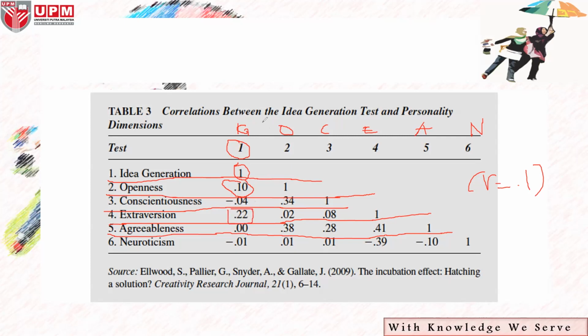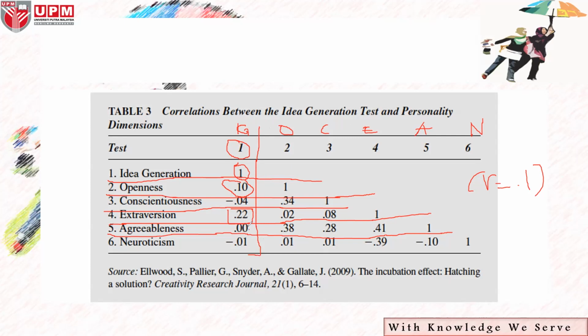Okay, next one is the relationship between extraversion and idea generation. Okay, so still line yang sama lagi. Okay, so since the value is 0.22, so we can say that there is a positive relationship between extraversion and idea generation. In terms of the strength of association, okay, it considered to be apa dia? Low relationship. Very good.